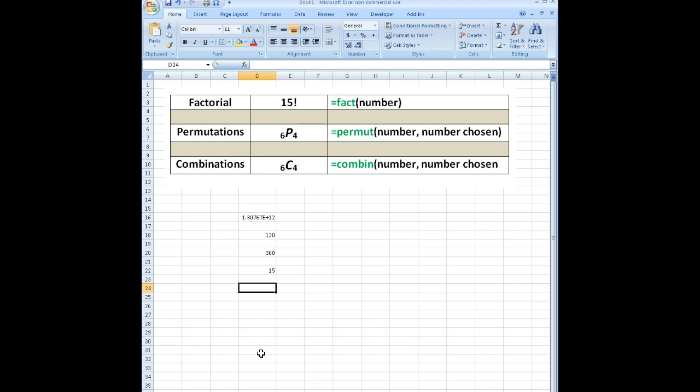And that's how you would use Excel to do these calculations of factorial, permutations, and combinations.